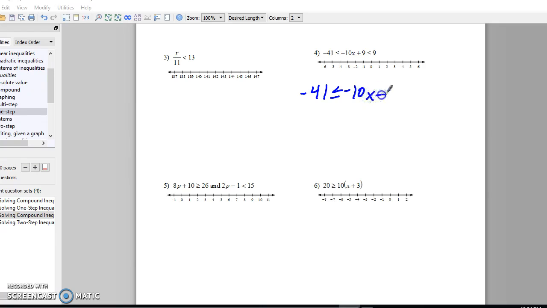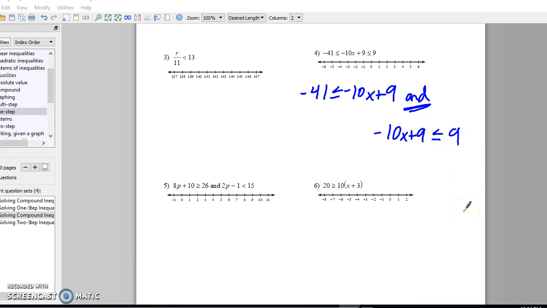So I want to know, when is negative 41 less than or equal to negative 10x plus 9? And I want to know, and I'll write this down here because I'm out of space, when is negative 10x plus 9 less than or equal to 9?